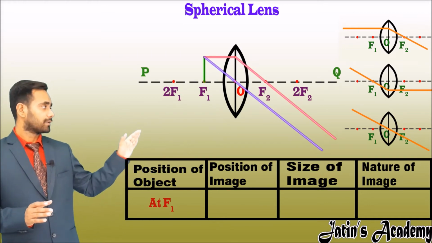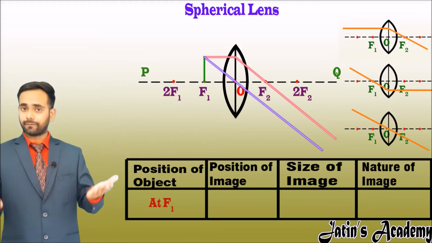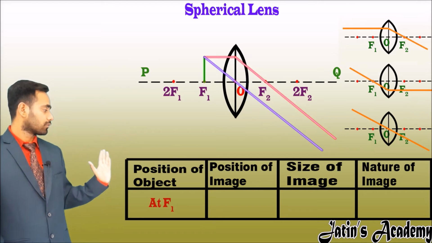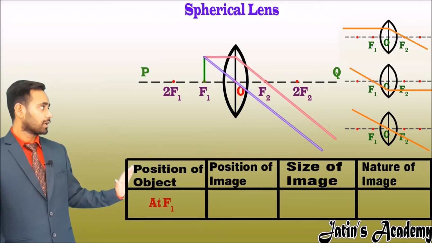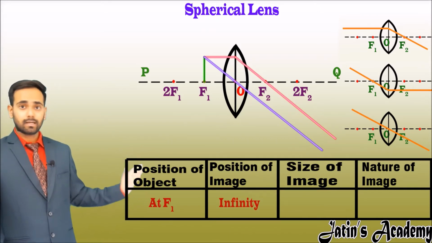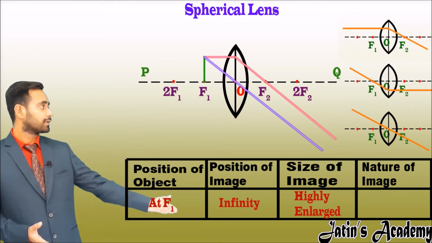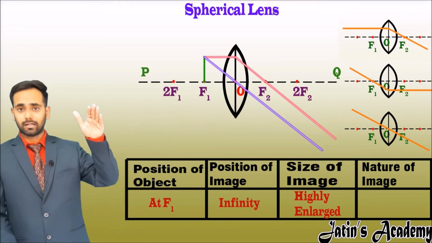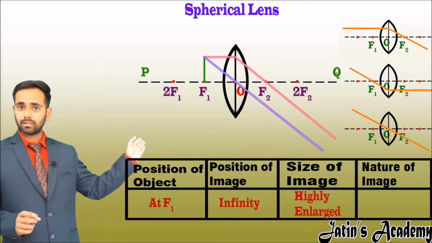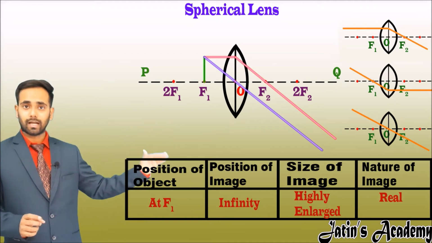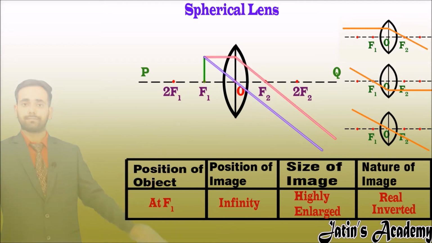You will note here that these lines become parallel, so they will meet at infinity. So the position of the object is at f1. The position of the image is at infinity. The size of the image is highly enlarged, because when the lines meet at infinity on the principal axis, a highly enlarged image is formed. And fourth is nature. The image is formed on the right side, so real, and below the principal axis, so inverted. So nature is real and inverted.